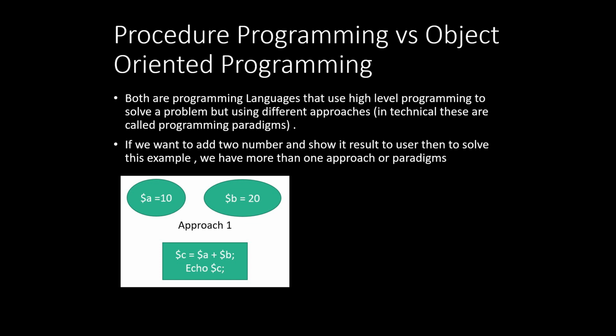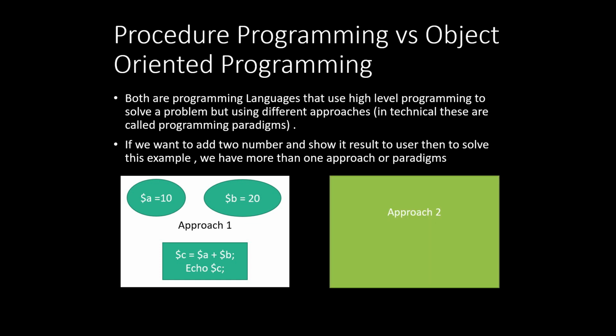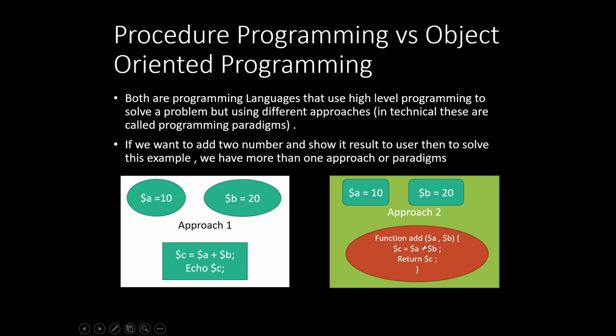We can also solve this problem with a different approach. The second approach is, first we declare the two variables similar to the first approach, variable a and variable b, and we store values in both variables. Then we declare a function, for example add, and pass both variables as parameters. Inside the function we declare a third variable c, and we add both parameters, a and b, into the variable c. We return the variable c and show it to the user. As you see, the problem is very simple, but we have more than one approach to solve it.